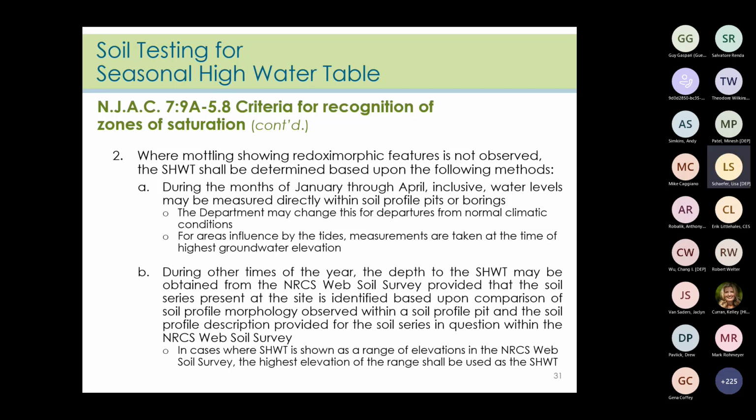Now, during other times of the year, the depth of the seasonal high water table is obtained from the Soil Conservation Service web soil survey, provided that the soil series present at the site is identified based on a comparison of the soil profile morphology observed within a soil profile pit and the soil profile description provided for the soil series in question within the web soil survey. So in cases where the seasonal high water table is shown as a range of elevations in the web soil survey, you're going to use the highest elevation of the range as the location of the seasonal high water table.